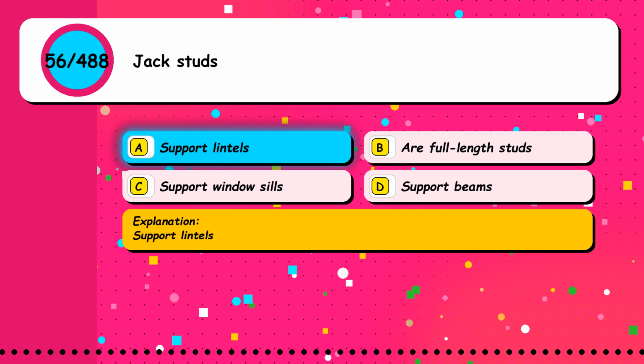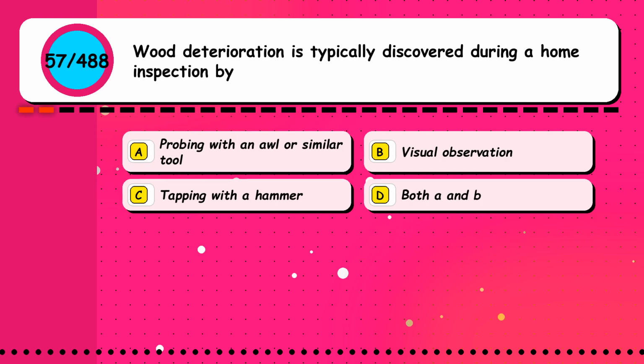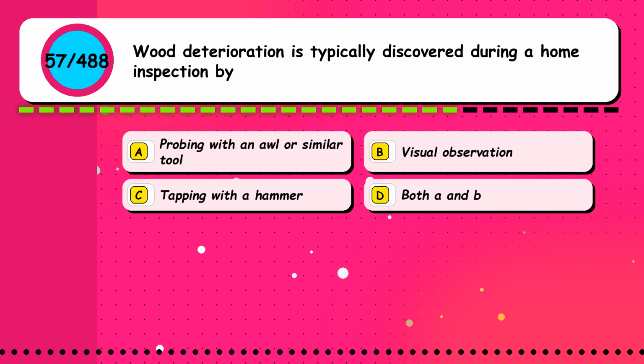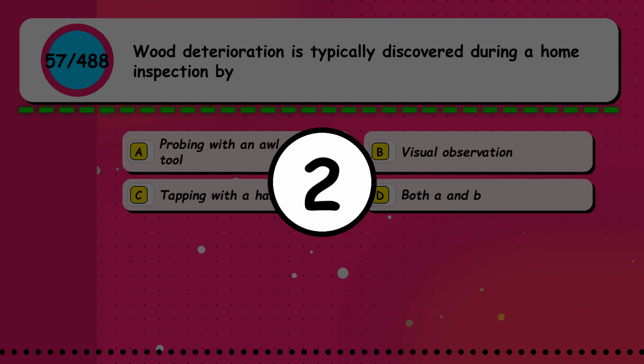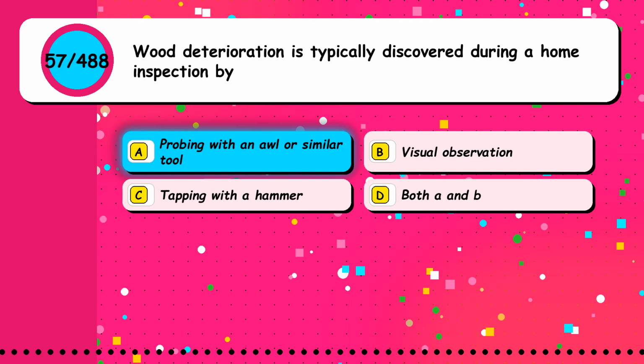Question 57. Wood deterioration is typically discovered during a home inspection by option A, probing with an awl or similar tool. Option B, visual observation. Option C, tapping with a hammer. Option D, both A and B. The correct answer is option A, probing with an awl or similar tool.